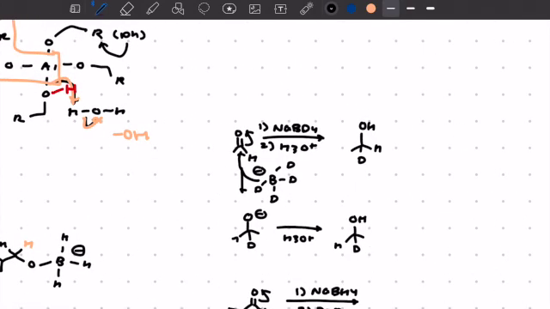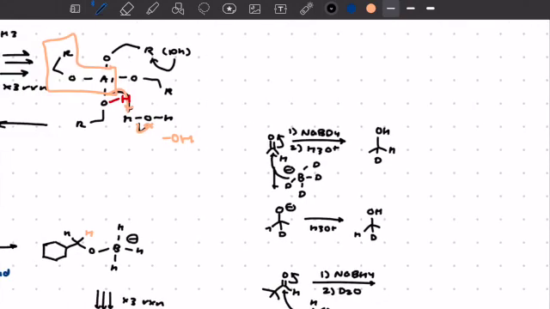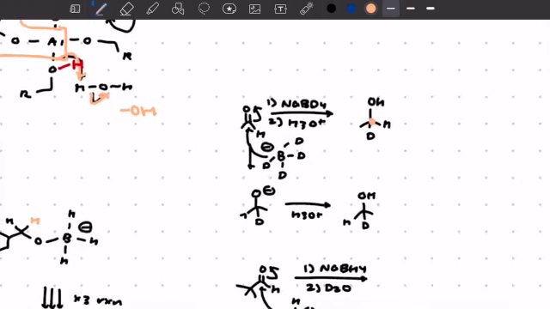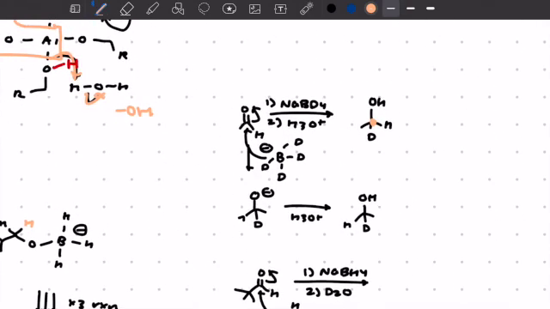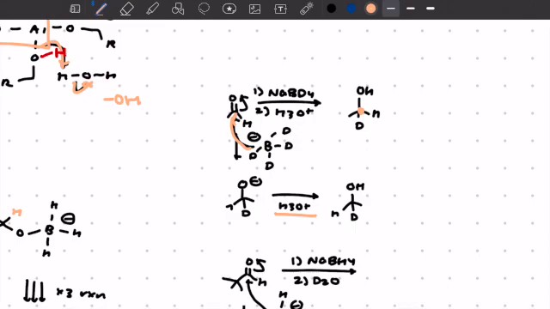So if you use the deuterium, boron deuteride, instead of boron hydride, your deuterium is actually going to end up attached to your central carbon here. And that's shown through this mechanism where the boron with all the deuteriums attached is going to attack the carbonyl. It's going to open up, and then through protonation with H3O+ in the second step, you're going to get that alcohol.